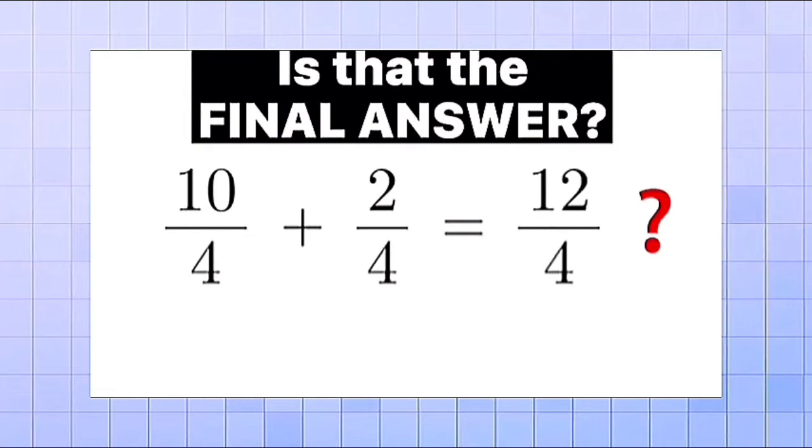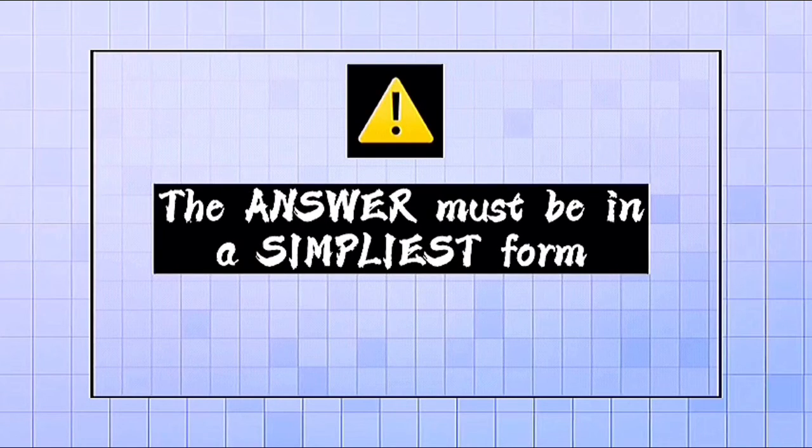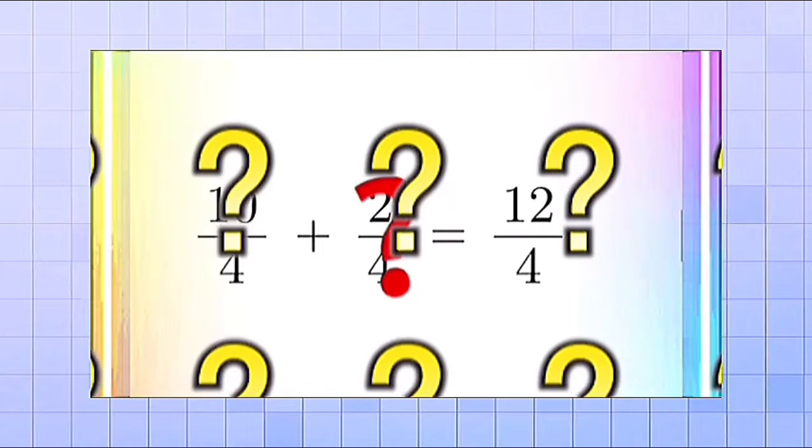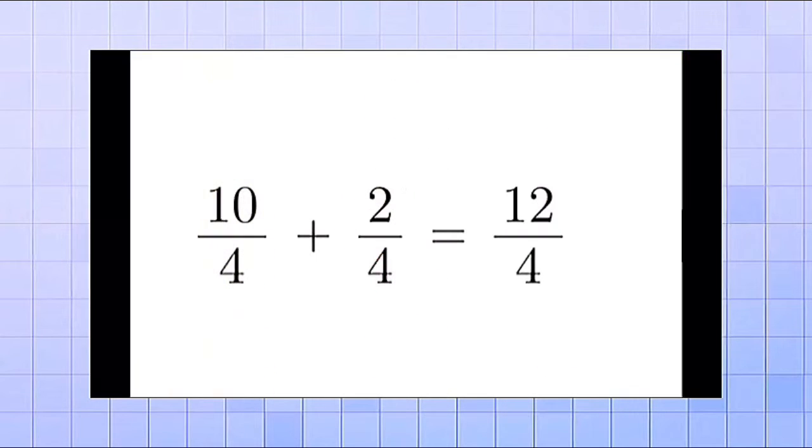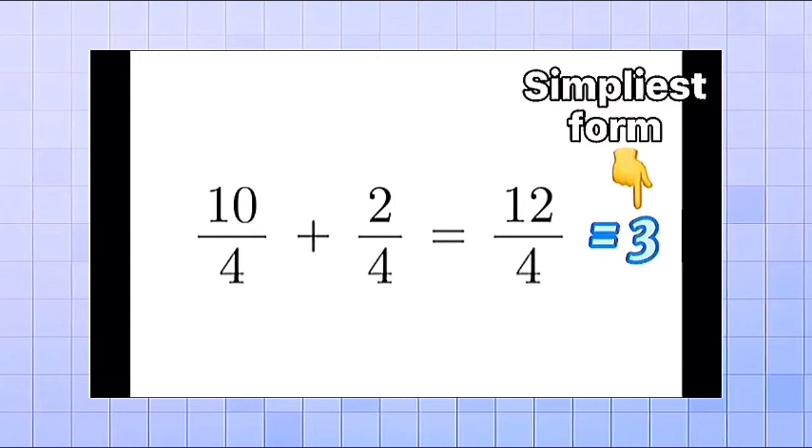Wait, is that our final answer? Well, in mathematics, the answer must be in simplest form. The question is, how can we get the simplest form of 12/4? Basically, 12/4 means 12 divided by 4, and 12 divided by 4 is equal to 3. And that means the simplest form of 12/4 is 3.